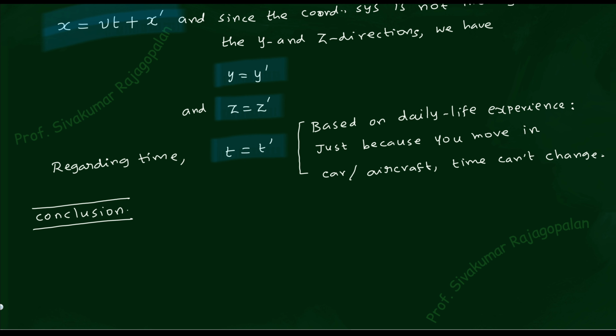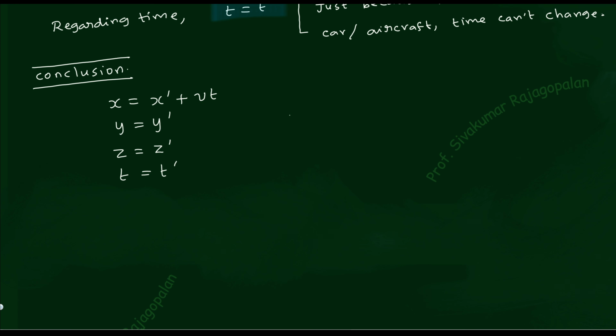So whatever I am highlighting, we will write down separately, so that we can do some mathematics with it. x equals x prime plus v times t. The second one is y equals y prime. Then we have z equals z prime. And finally we have t equals t prime. So maybe we can put a box around it and say that this is the set of equations.